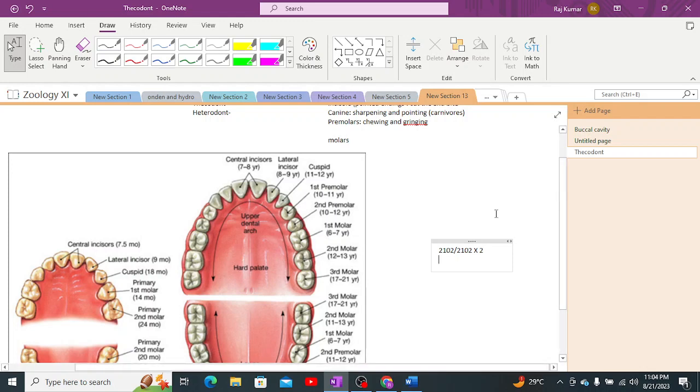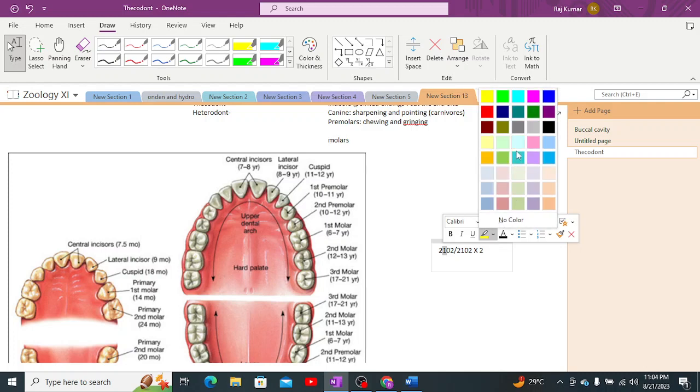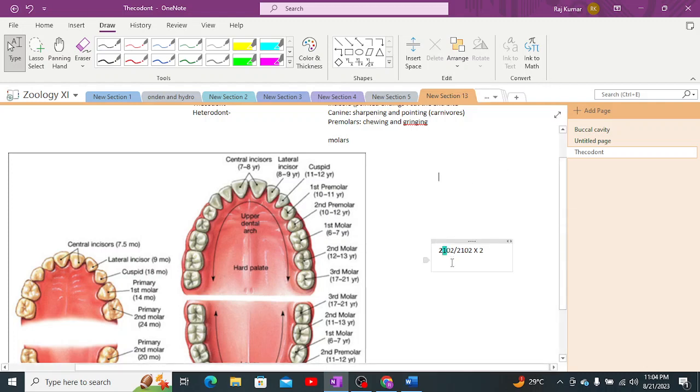deciduous teeth set. And this first two represents what? This two represents incisors. The second two here represents canine, and subsequently there is 0 for premolars and 2 for molars, which means in milk teeth we are not having premolars, but we are having molars which are present in 2, and canines and incisors which are present in 1 and 2 respectively.